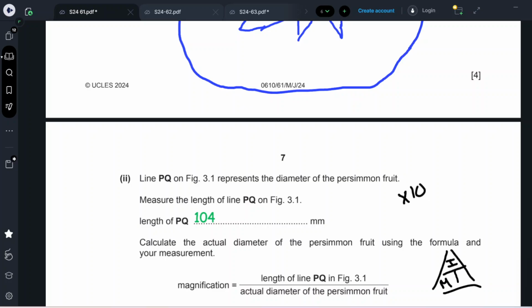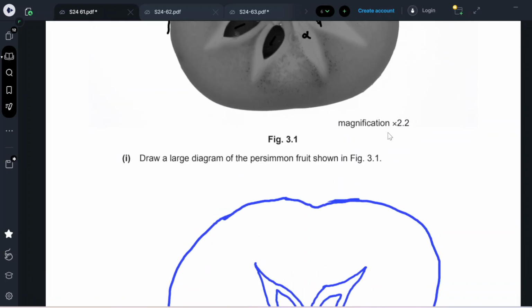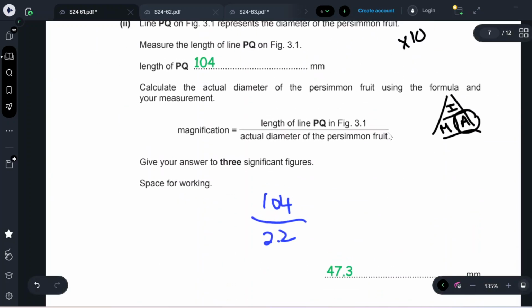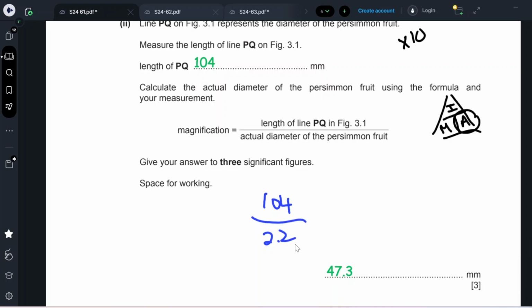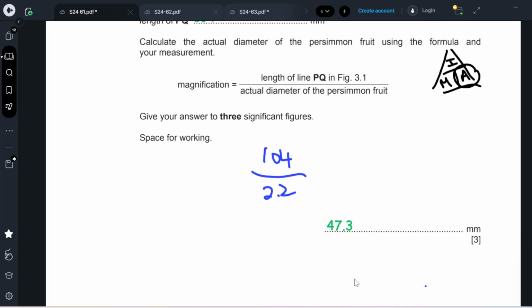Magnification equals image over actual. I want the actual, so I divide the image by the magnification. Where is the magnification? Under the picture. 104 over 2.2. It will give me a lot of decimal places. He wants three significant figures. So 47.3.